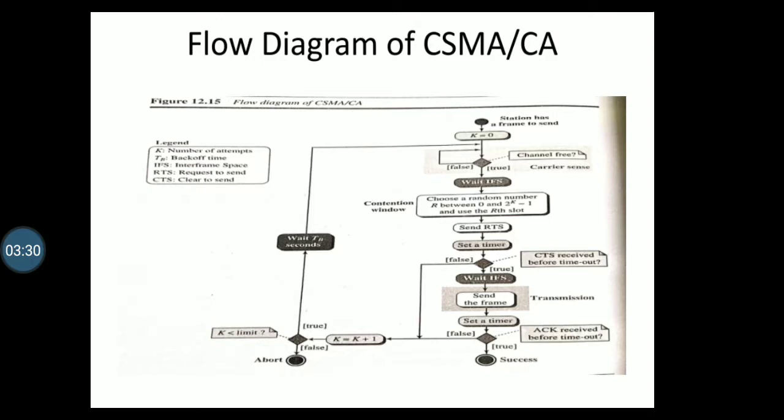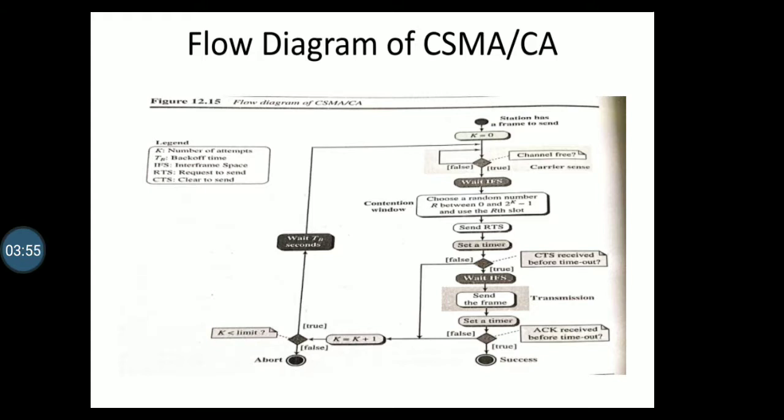Set a timer. Is CTS received before timeout? If it is true, wait IFS. If it is false, increment k by 1. Then if k is less than the limit, again we have to check. Then we proceed to wait IFS and send the frame.